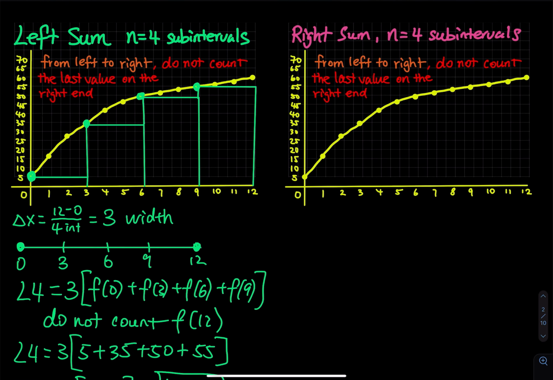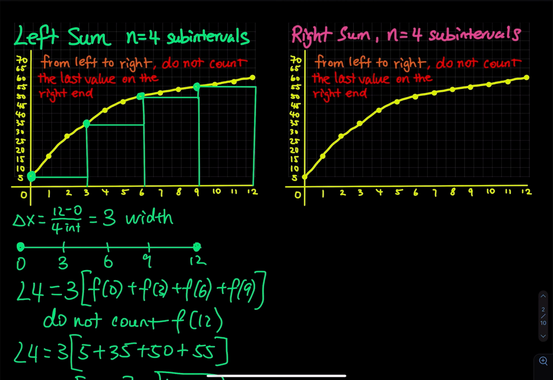So how about the right sum? For the right sum, we will go from right to left. This time we will be going from 4, right? So let's change the color. We will check the 12, 9, 6, and 3 from right to left.